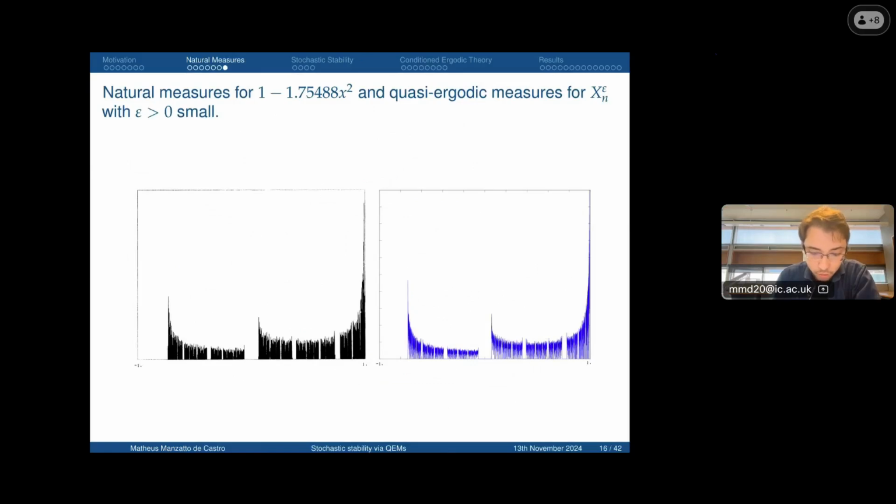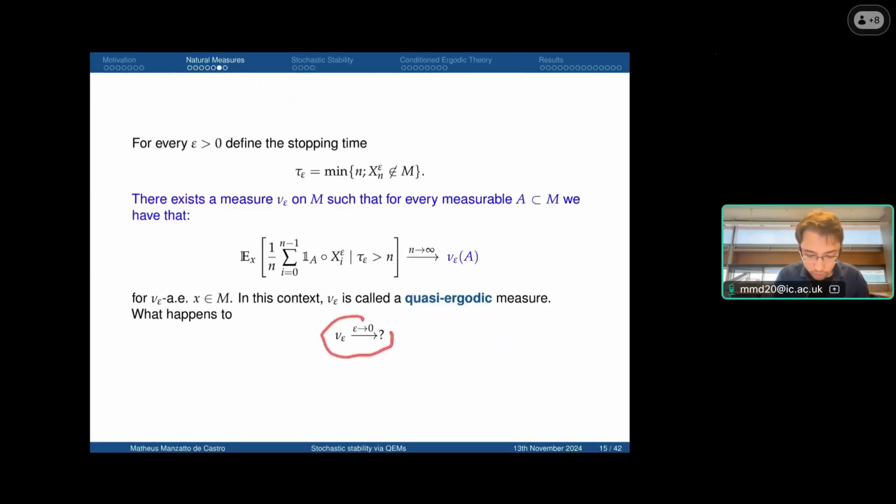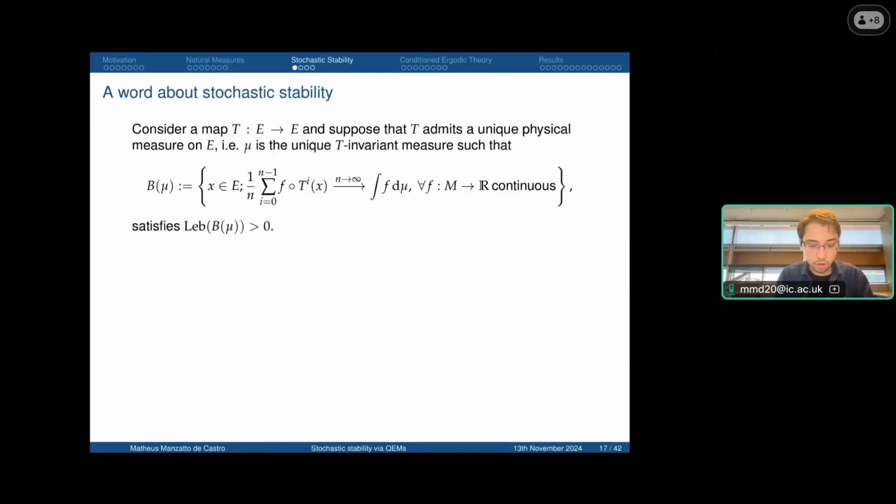Okay. So to do this, we'll be talking about stochastic stability and conditioned ergodic theory, because this type of limit appeared before in the literature, not exactly in this context, but in a different context, that is in the context of stochastic stability, to try to understand this behavior of limiting measures. So I will be talking about this just to give some motivation.